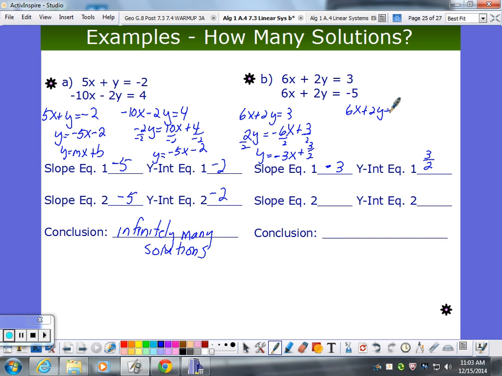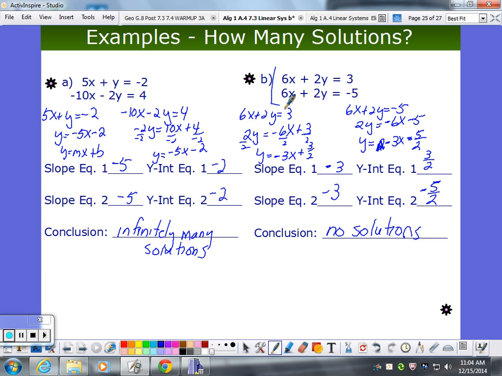This is the second equation in the system. So again, subtract that 6x and divide everything by 2. So that becomes negative 3x minus 5 halves. So let's see, slope is negative 3, and this is negative 5 halves. Okay, so slopes are the same, y-intercepts are different. So what do I say about those two lines? Yeah, they're parallel lines, so there's not going to be any solutions.